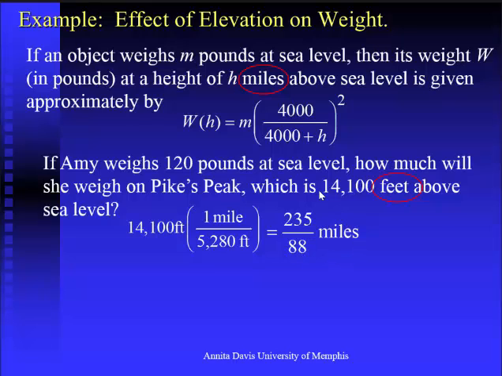Now we substitute this term in place of h. So h is 235 divided by 88 miles. The 120 came from Amy's weight, which is 120 pounds. So it's 120 times the quantity 4,000 divided by 4,000 plus 235 divided by 88, squared. This is an example of how we use this rule to compute this weight.